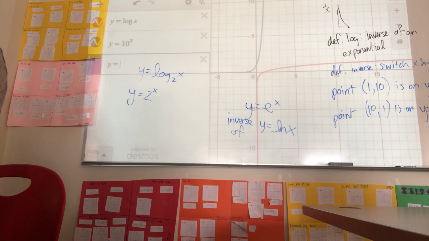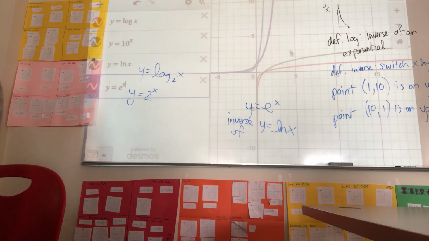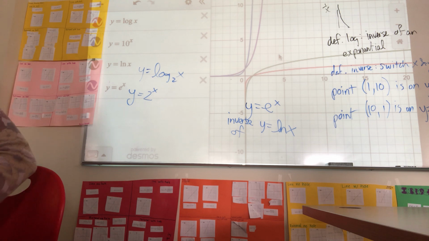So if I do y equals ln of x, the base is 2.718. So it grows a little faster, and then y equals e to the x. So the purple and green are inverses. Okay?